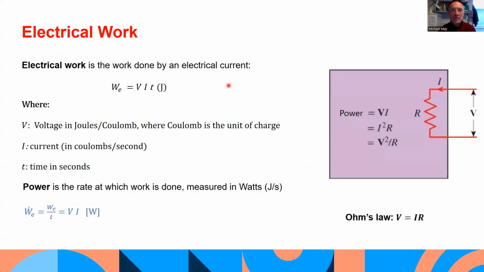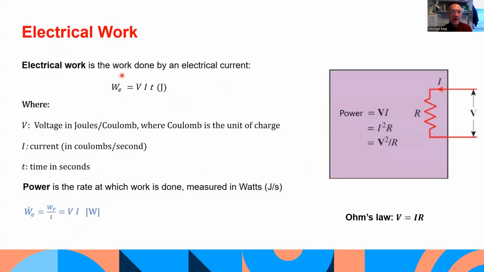Electrical work is the work done by an electrical current, and it's given by the voltage, by the current, by the time. Voltage is in volts, I is the current, and T is the time in seconds. Now we want the power, the rate of doing work, measured in watts.